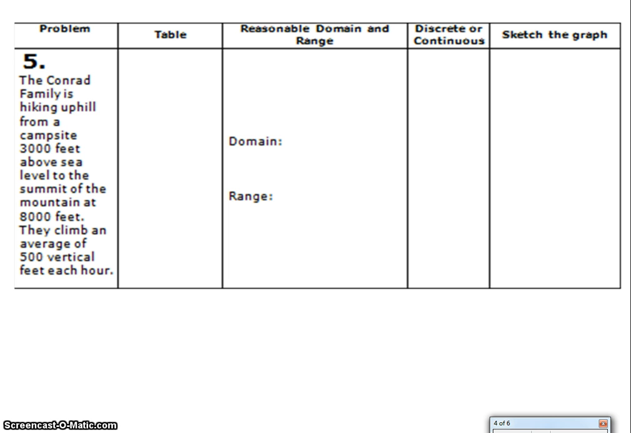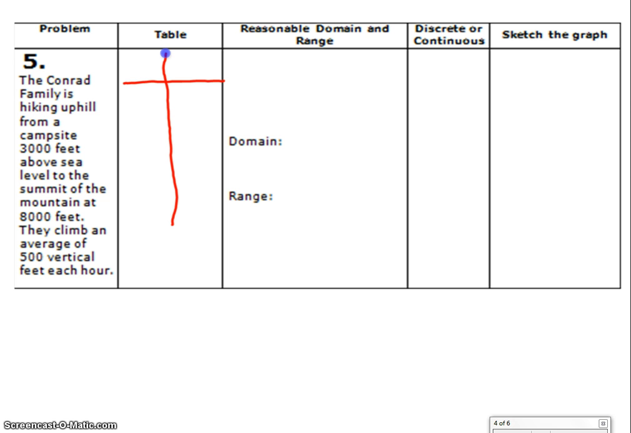Number 5 here is a situation, so there's meaning associated with our domain and range and with this function. So we have to be careful about what we label, or what values we give for our domain and range. There's only certain ones we can do. Okay, we are going to make a table, so I'm going to sketch that in here first. Then I'm going to read my situation and see if I can determine what the independent and dependent variables are.